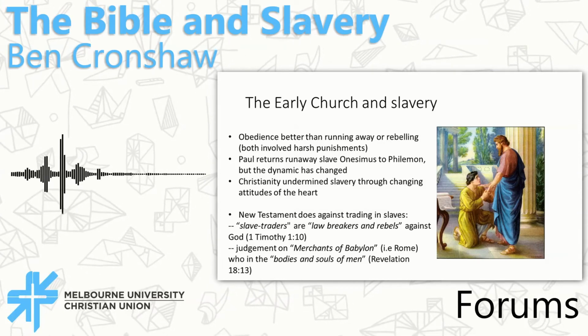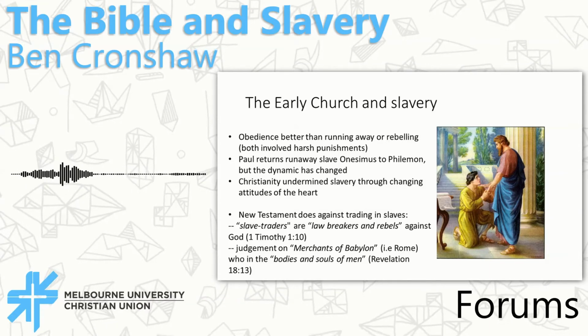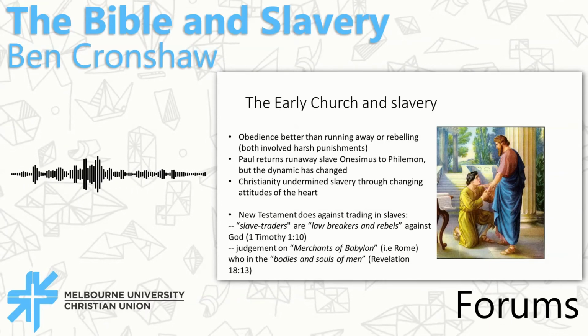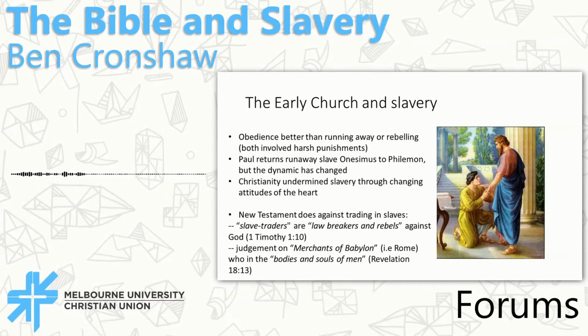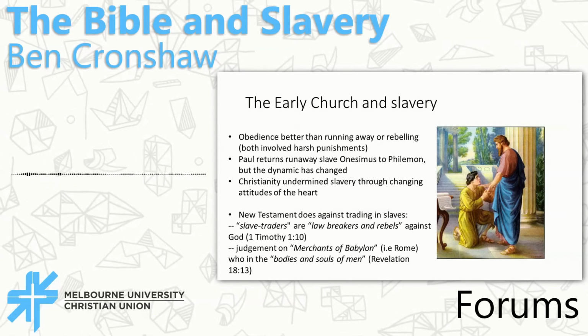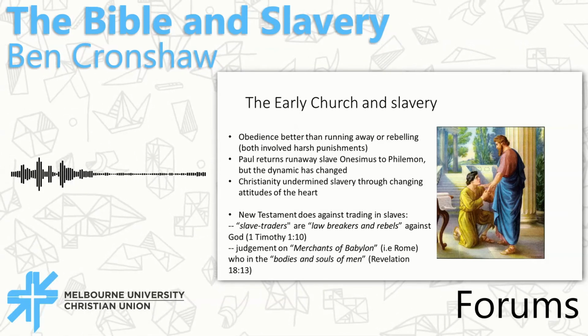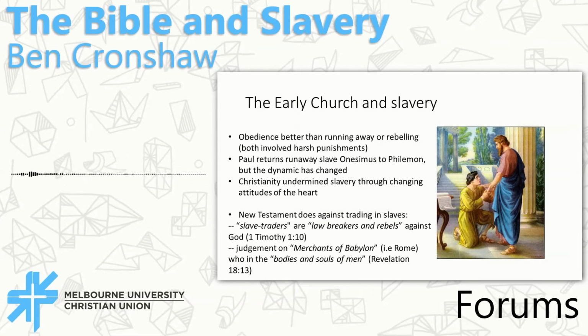When the Apostle Paul encounters a runaway slave called Onesimus, who ran away from his master Philemon, and by this time they're both Christians, Paul returns the slave to his master, but says the relationship between them has been transformed, quote, "on the basis of love" in Philemon. He is returned, quote, "no longer as a slave, but better than a slave, as a dear brother."